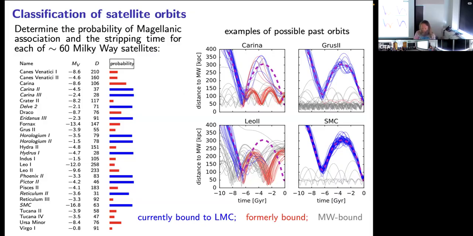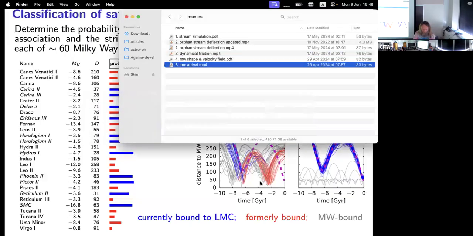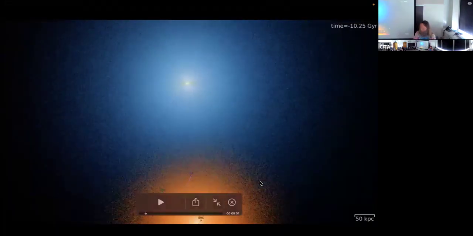So let me maybe play you, before I play a movie. No, I'll play it first. So here is the illustration of it. I guess you can see it here.